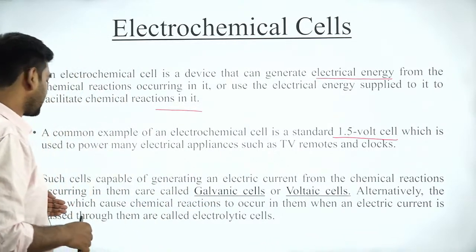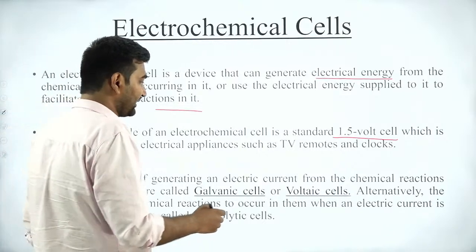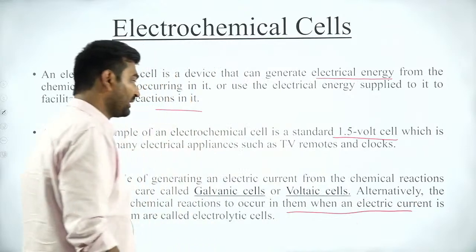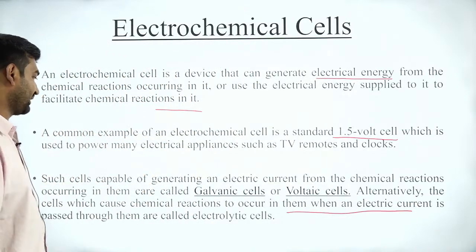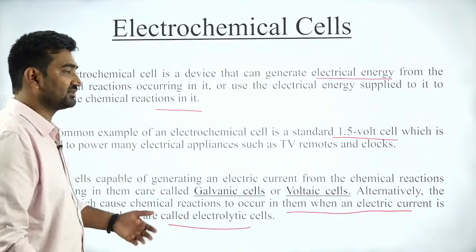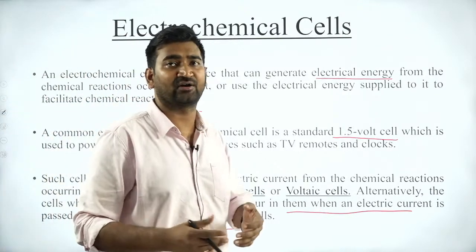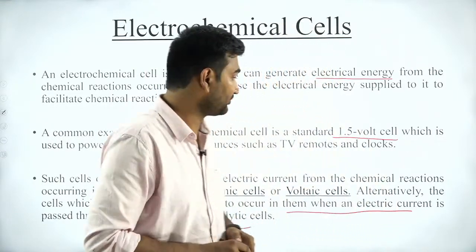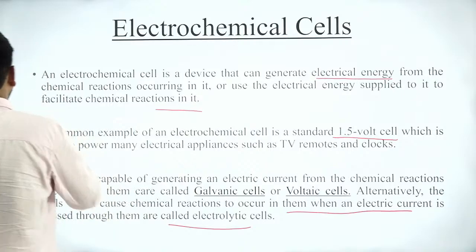Alternatively, the cells which cause chemical reactions to occur in them, which is the second part I told you, when an electric current is passed through them, are called electrolytic cells. So two types of cells are there. One is your galvanic or voltaic cell, and one is your electrolytic cell, as I just told you before. So this is the definition part.